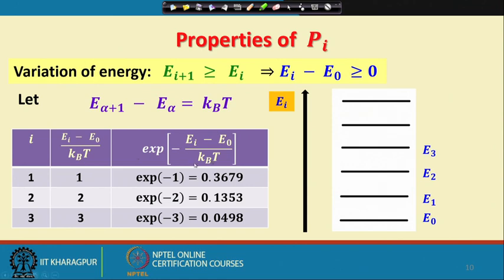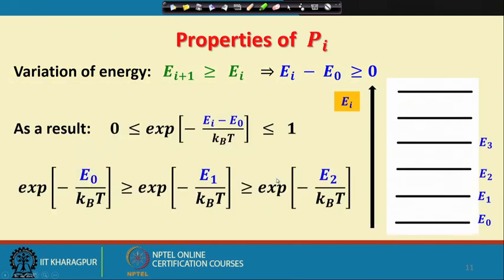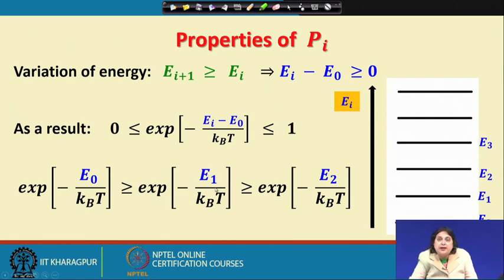And if it is a number less than 1, as I go from i equal to 1 to i equal to 3, I find that this exponential factor goes from about 0.4 to about 0.05. So, this number decreases. Now, this is what has been shown pictorially over here. This value increases as you go down in energy, and it decreases as you go up in energy. Now, the result of all these things is that I can very easily write down that e to the power of minus E_0 by kT will always be greater than or equal to e to the power of minus E_1 by kT and higher energies.